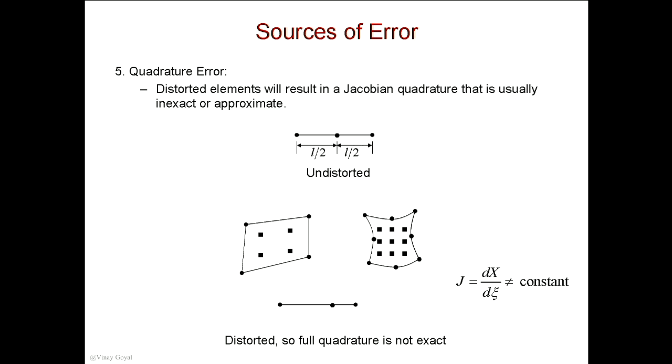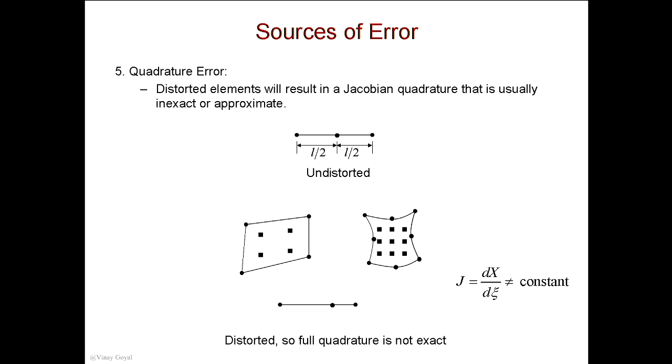So let's talk about quadrature error now. If you have distorted elements like this, we discussed this. If this node is not at the midpoint of this edge, then you will have a distorted element. No, I'm sorry. This is placed in the middle, so this is an undistorted element. But if it's placed away from the midpoint, then it will be a distorted element. And so the Jacobian will be rational, irrational, or a fraction, and so it's not going to be an exact integration scheme. It's going to be approximate.